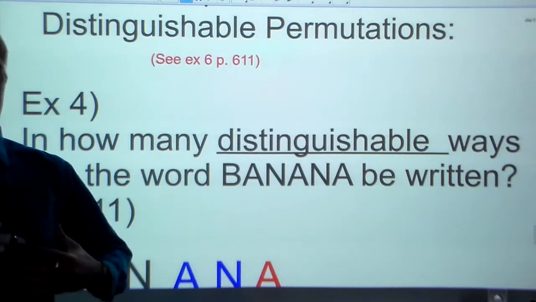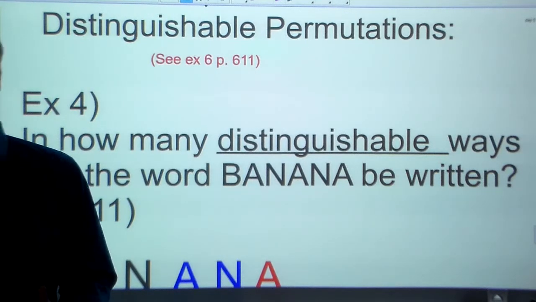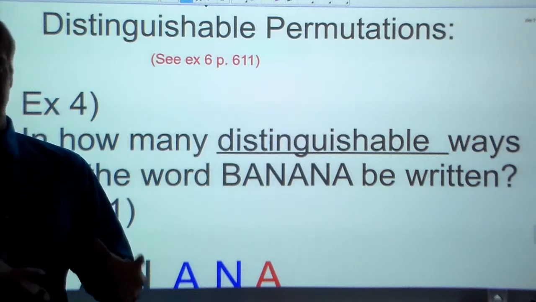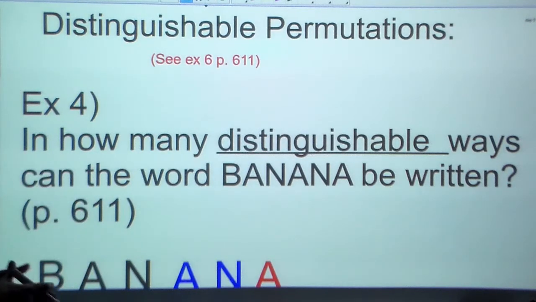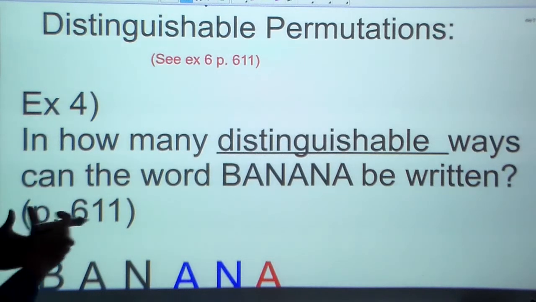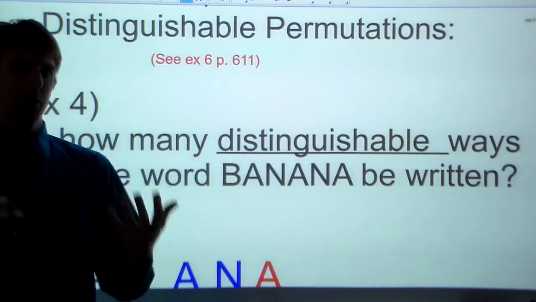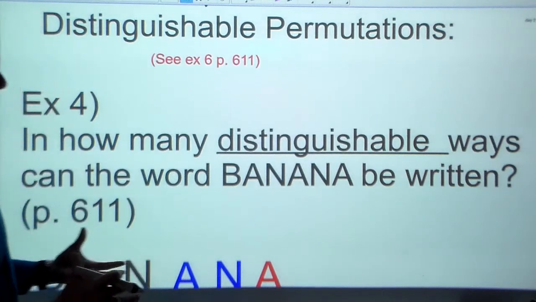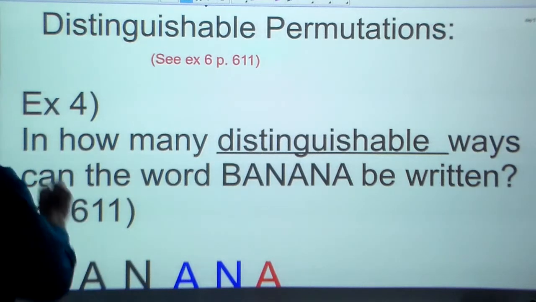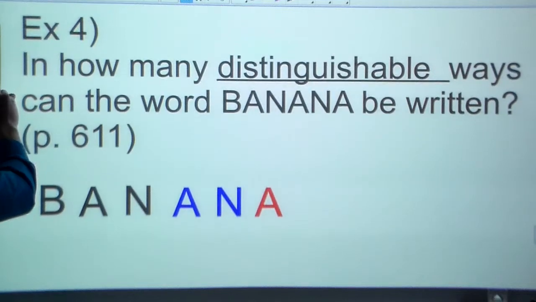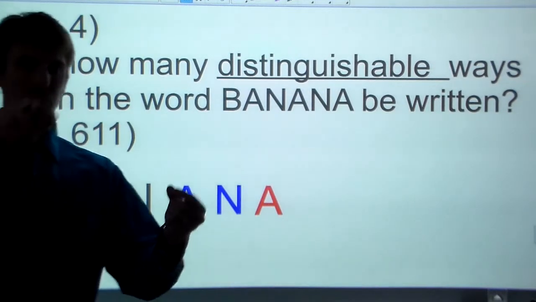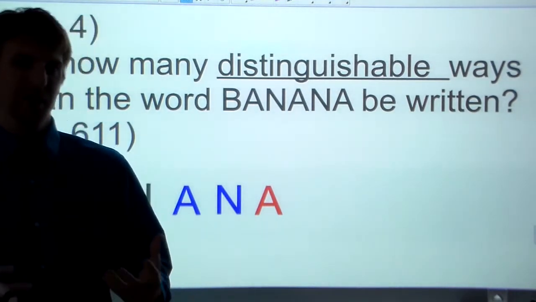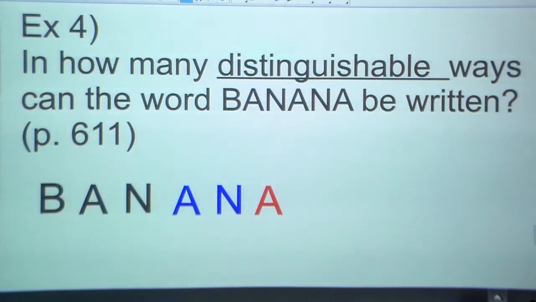Distinguishable permutations is sort of a weird idea. Hopefully I can make this make sense to you. If not, just ask me about it, we can keep talking about more problems like this. But it's how I could arrange the letters in a word and be able to tell the difference. So I'm going to try an approach that seems to work well, and that's with color coding. If you have trouble seeing the colors, hopefully when you see me move stuff around, you get the idea and you see why it would work. So I'm asking you, how many distinguishable ways can the word banana be written?